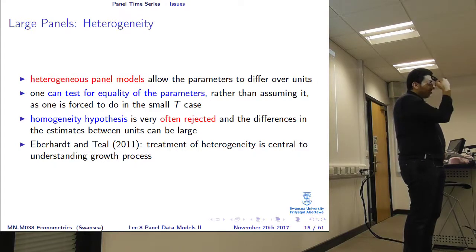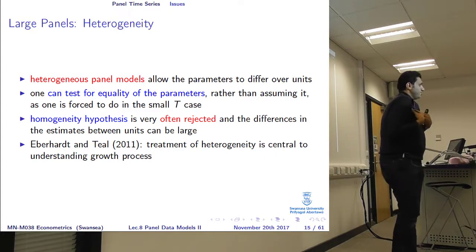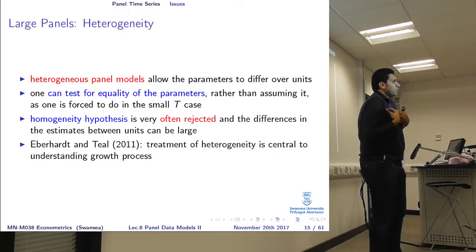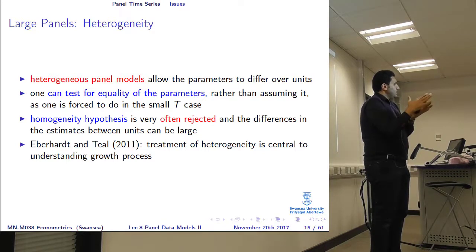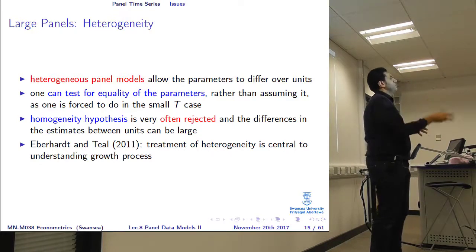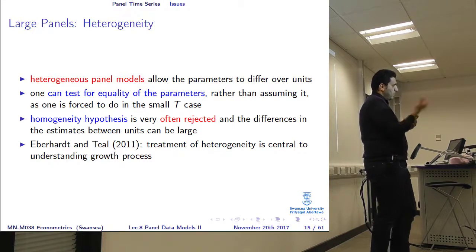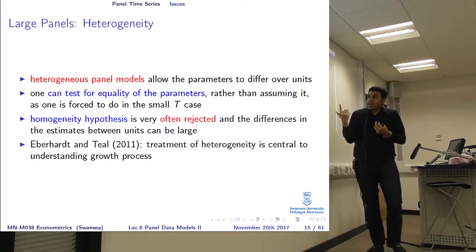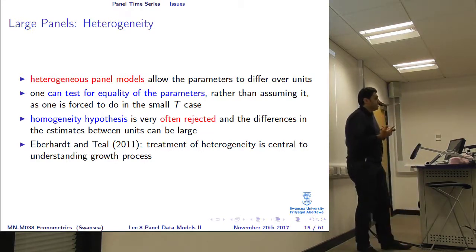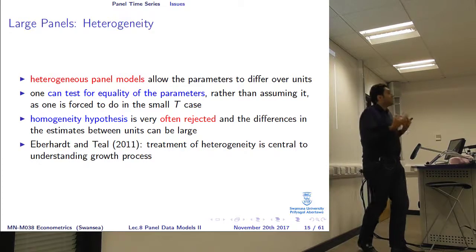Or you could have heterogeneity. What we did in the fixed effect model so far and last week, we never saw beta i. We always see beta because we assume that beta is homogeneous. So this is across all panels, the same slope, the same effect. But with heterogeneous panel data, actually you can test for this equality. So you don't have to take it for granted, you can test for it.